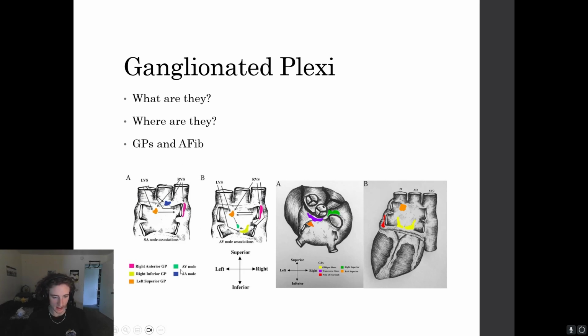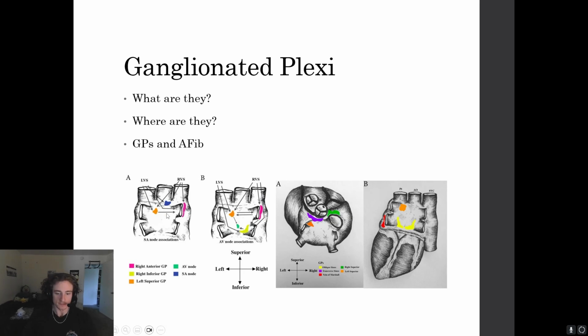So we can see these two are the SA node and the AV node, and essentially these ganglionated plexi are connecting to these and modulating. And here are some other views from above, and we'll look at it from above again. Overall, the ganglionated plexi can have functions like modulating sinus rhythm and shortening the atrial refractory period, and increasing or decreasing the sinus rhythm.